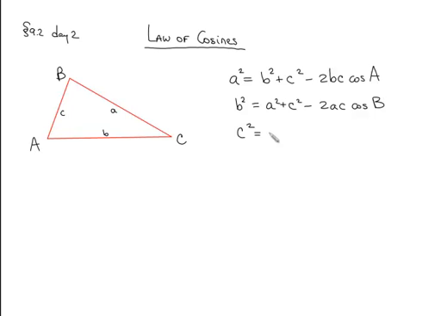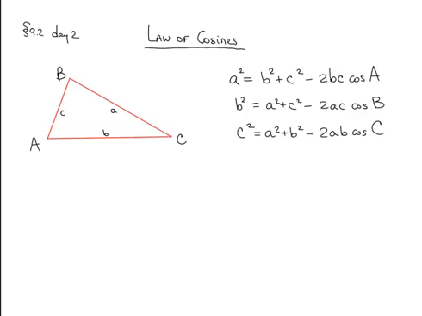And then finally, c squared is going to be equal to a squared plus b squared. Looks like the Pythagorean theorem to begin with, but then we have this extra term, minus 2ab cosine of capital C. So this is your law of cosines. These are the 3 different versions.